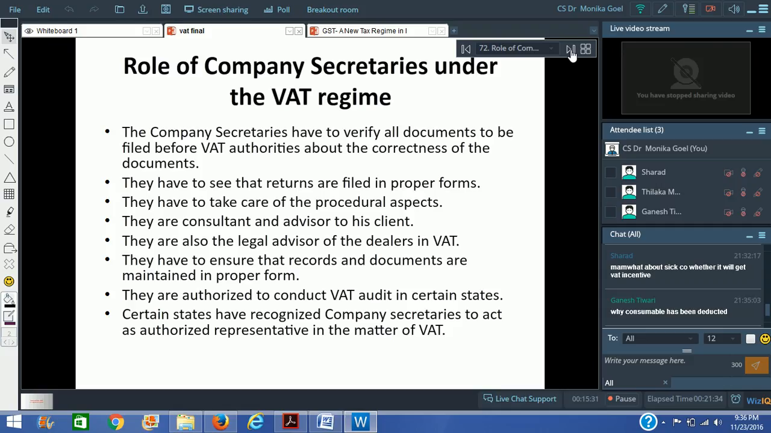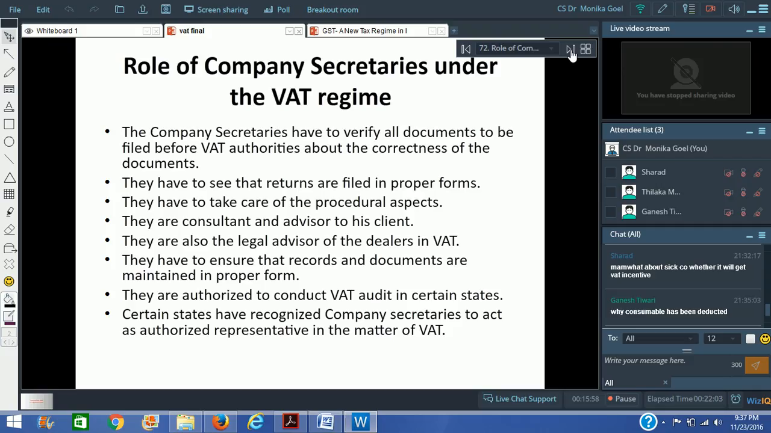Many a times these kinds of questions are also asked in the examination: the role of a company secretary under the VAT regime, or under income tax, service tax, or excise. See, this is something that you have to generally write, that company secretaries do the consulting role, they can register their clients, they can do all the procedural aspects under the VAT regime or service tax or excise or customs, etc.